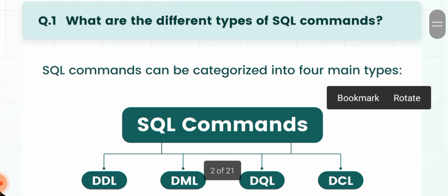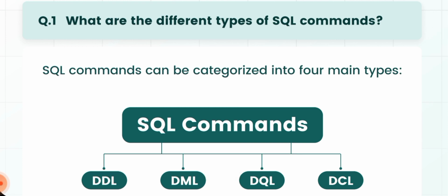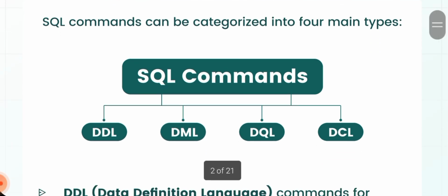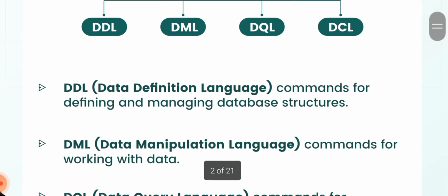What are the different types of SQL commands? SQL commands can be categorized into four main parts: DDL, DML, DQL, and DCL.